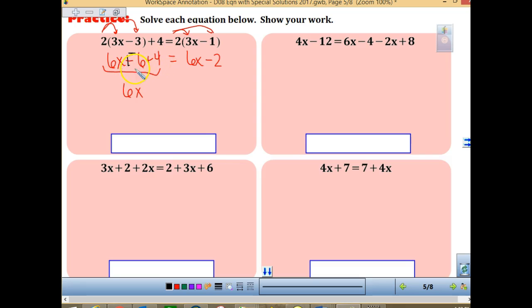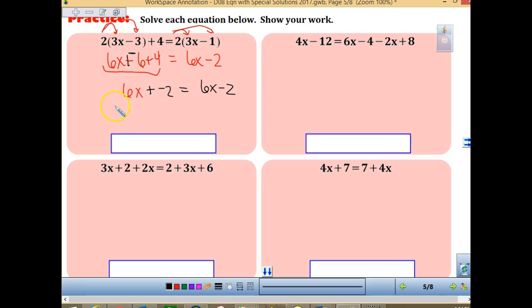What am I going to get if I had -6 plus 4? We're going to end up with -2. So I could put a plus -2. And on this side, I have 6x minus 2, right? So you always want to simplify first. So Riley, once I've simplified that, I now want to get x is only on one side. How do I get rid of the x on one side?